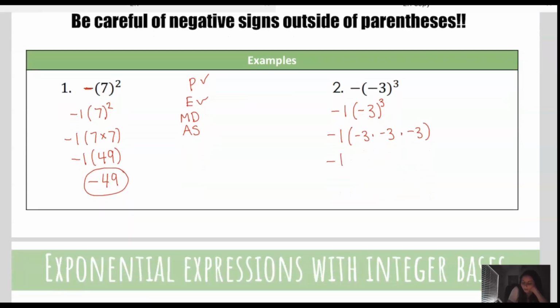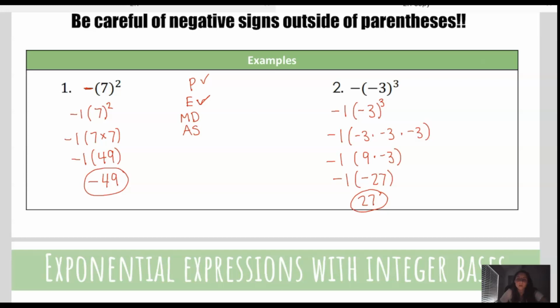So let me just rewrite that below. So now we have 9 times negative 3. Well, 9 times 3 is 27, and a positive times a negative is a negative. And then we have to bring down that multiply by negative 1. Now that we did our exponents, we can move to our multiplication. Well, negative 1 times negative 27 is positive 27, right? A negative times a negative is a positive.